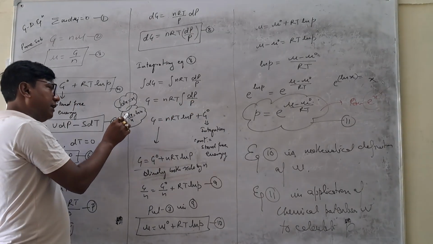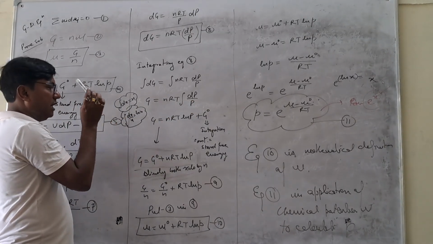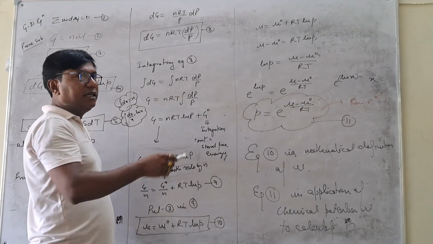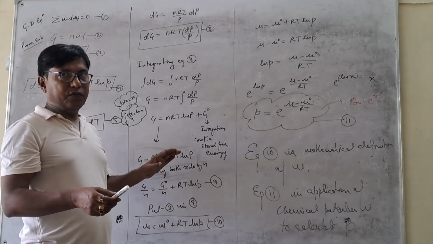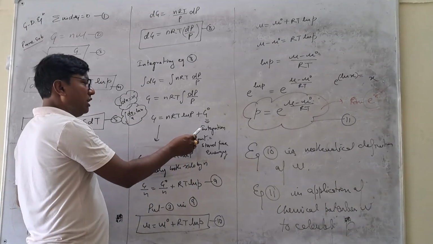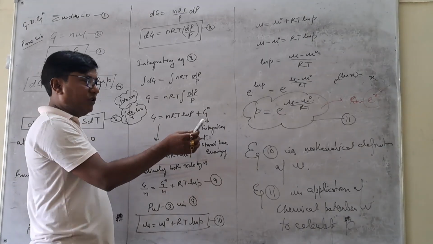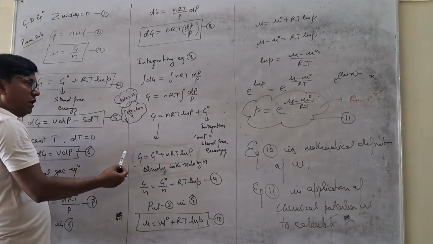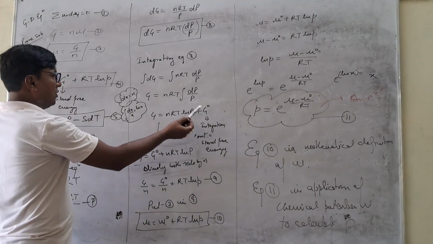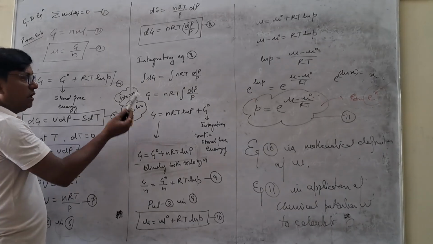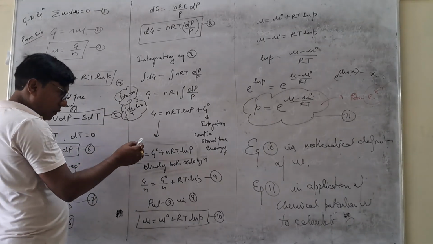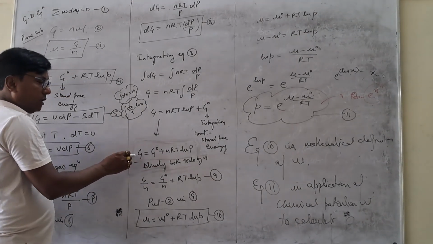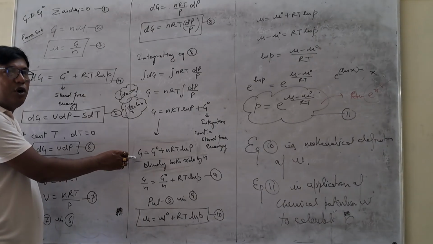In the second part, dx upon x, the integration of dx upon x is ln x. Therefore we can write G is equal to nRT ln P plus G naught, where G naught is an integration constant, which is always added in the case of indefinite integrals. This G naught, the integration constant, is equal to the standard free energy of that substance. We have to rearrange this equation like this: G is equal to G naught plus nRT ln P.